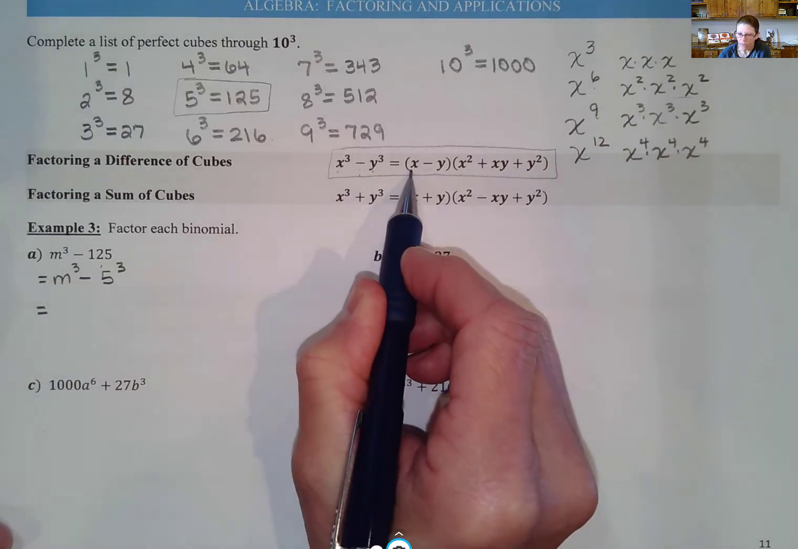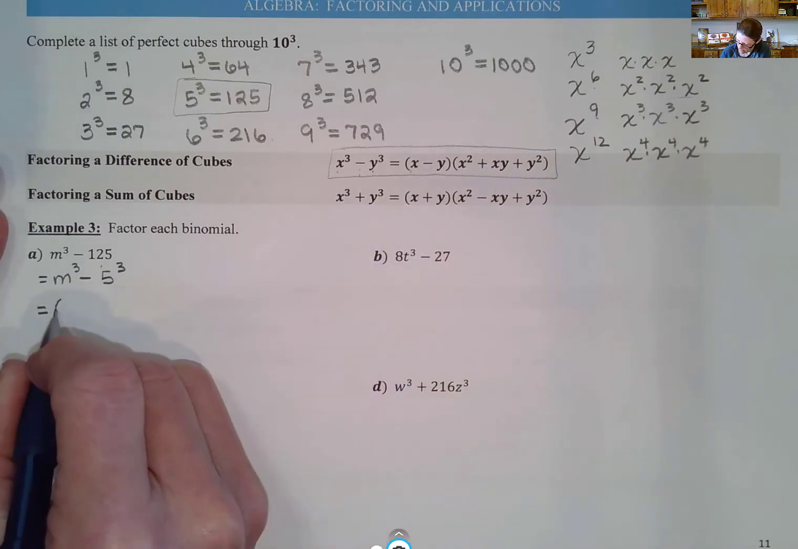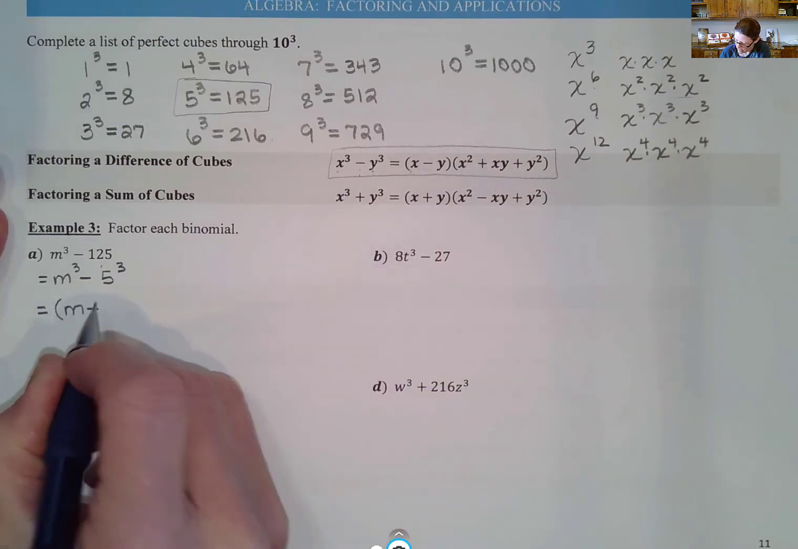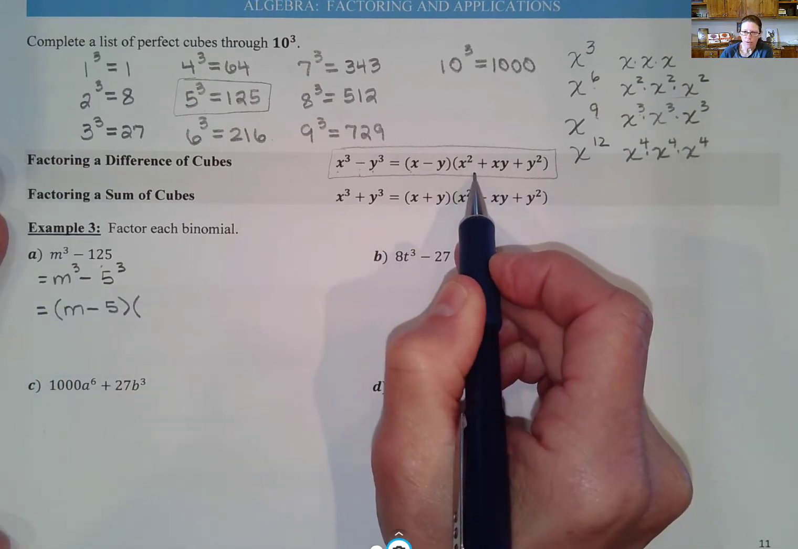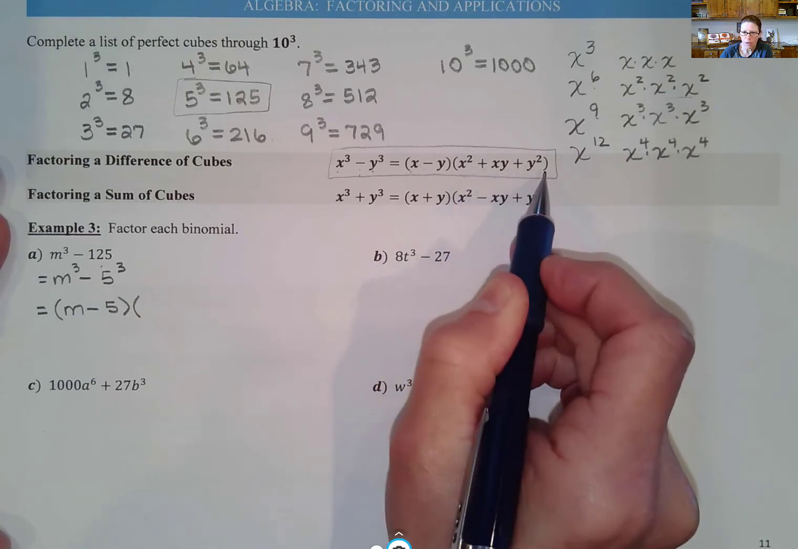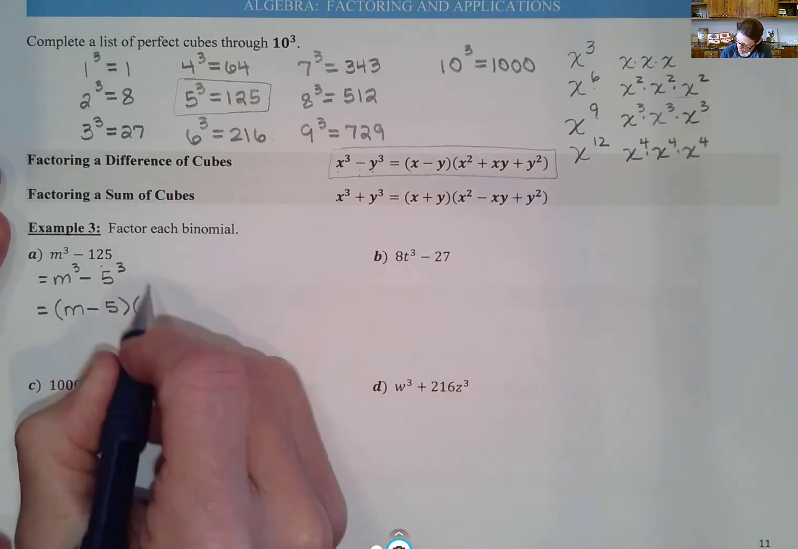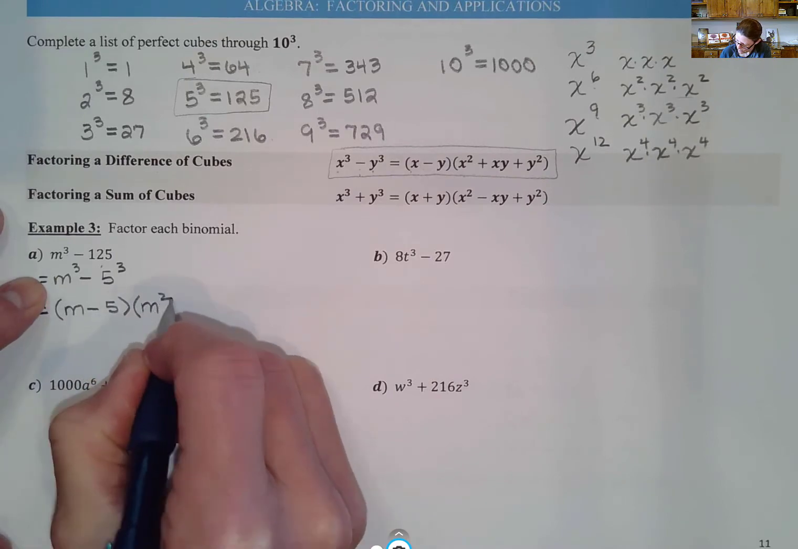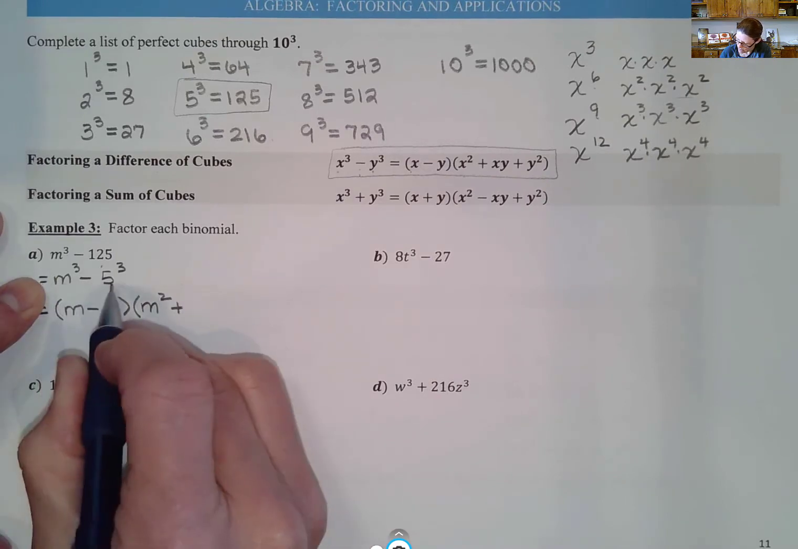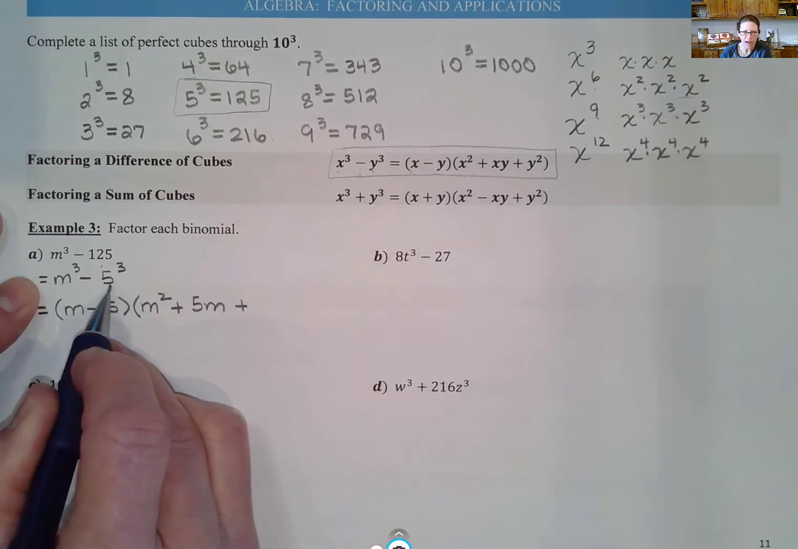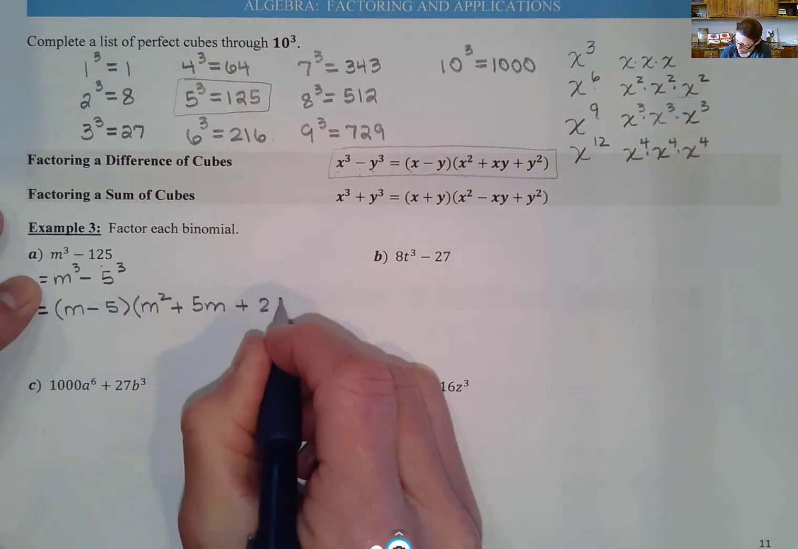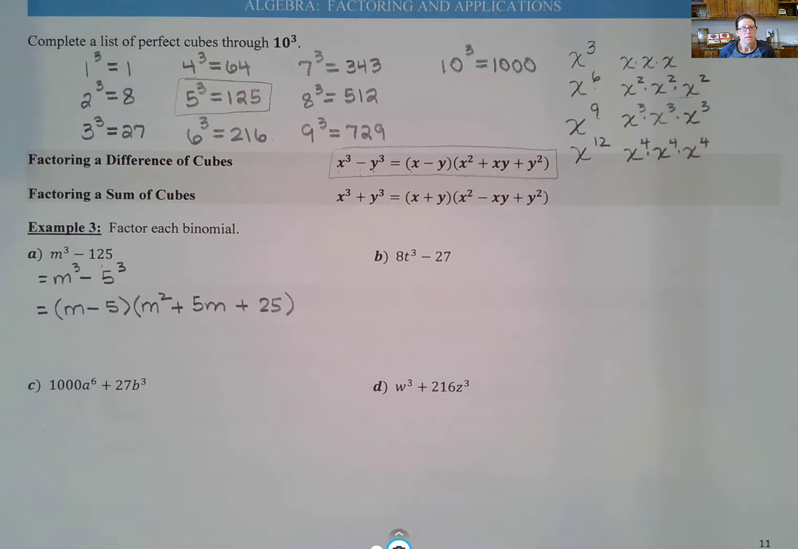So when you see this binomial x minus y, we write m minus 5. And when you see the trinomial x squared plus xy plus y squared, we write m squared plus m times 5, which I'm going to write 5m, plus 5 squared, or 25. Now, here we've got our factorization, and it's always wise to check.